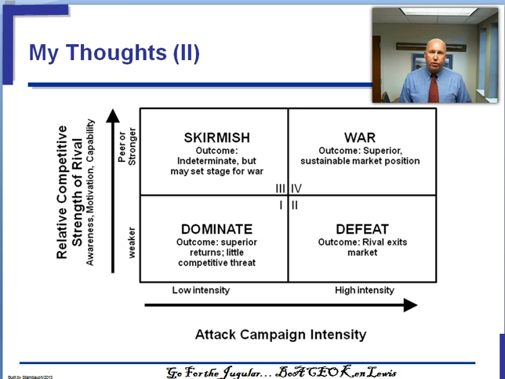Quadrant 3 is what I call the skirmish quadrant, and I really think this is what defines a lot of competition. These are relatively matched rivals that do tactical actions relatively frequently or in spurts and waves, and nothing really changes. An example of this is the insurance companies that I talked about before.